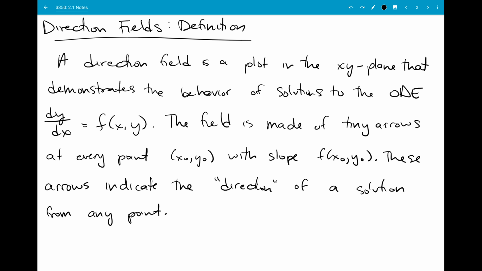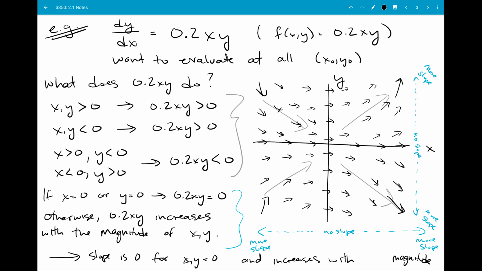Now, the way we use this is kind of this last sentence right here. The direction field's arrows indicate the, quote, direction of a solution from any point. So what these arrows are showing us is how the solution moves. So, oops, better erase that for anyone who reads the notes. I'm going to tell you here how we use the direction field, and then we'll go back and use it in a second. So, using the direction field.